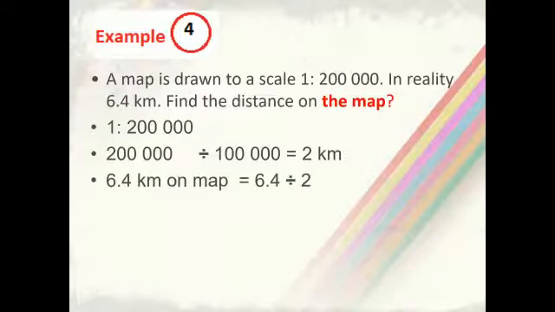Okay, so you will get 2 kilometer. Then how can we find the map distance? Map distance is equal to actual distance divided by scale factor. The actual distance is in the question, 6.4, divided by 2. We calculate the scale factor by converting, and you get 2. So 3.2 centimeter. This is the distance on the map, in the diagram.